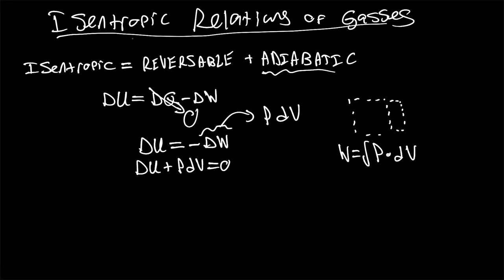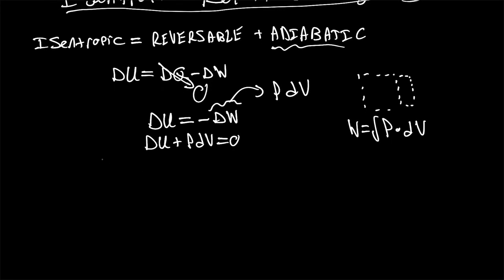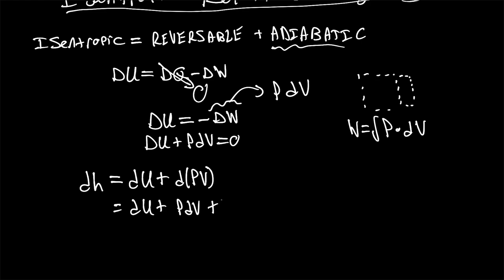For deriving our isentropic relationships, another thing that we are going to be considering is the enthalpy of the system. So dH, the differential change in enthalpy of the system, is going to be equal to the change in internal energy of the system, which I should write in differential form, plus the differential change of the pressure volume product, which is basically the boundary work plus the shaft work. That's going to be equal to the change in internal energy plus PdV plus VdP.